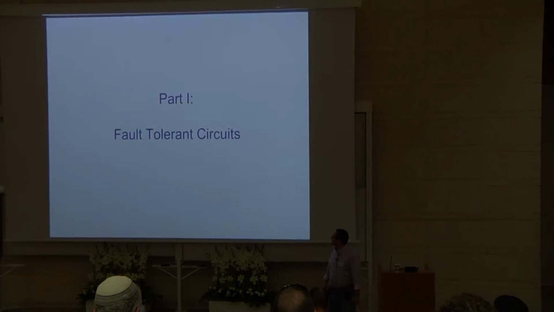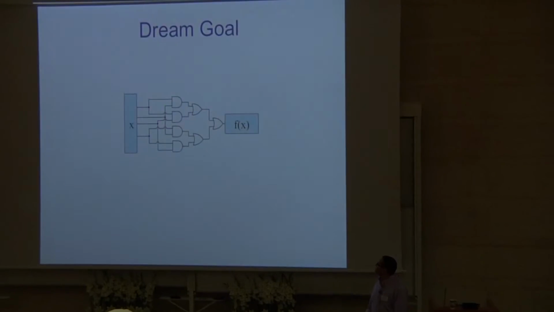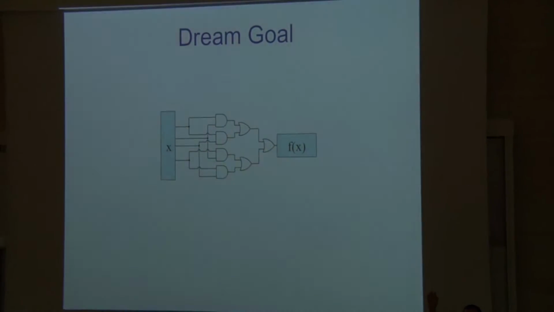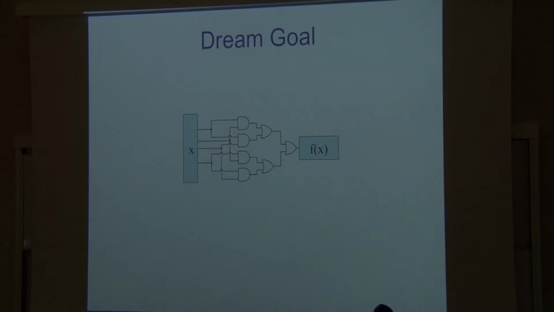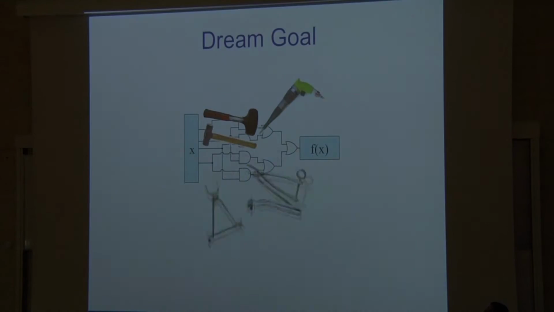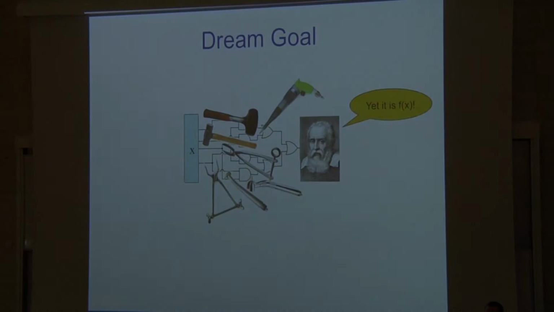Okay, so let me start by talking a bit about fault-tolerant circuits. If you think naively about the problem, we have here some Boolean circuit that maps an input x to an output f of x. And naively, what one might hope to achieve is to have this circuit resist all kinds of torture and yet output the correct answer, right? So this is Galileo Galilei, and he is very insistent. He resists all kinds of torture, and that's what we really want to get.